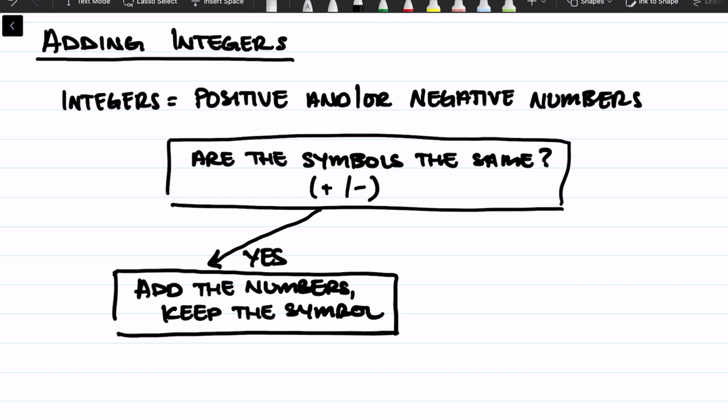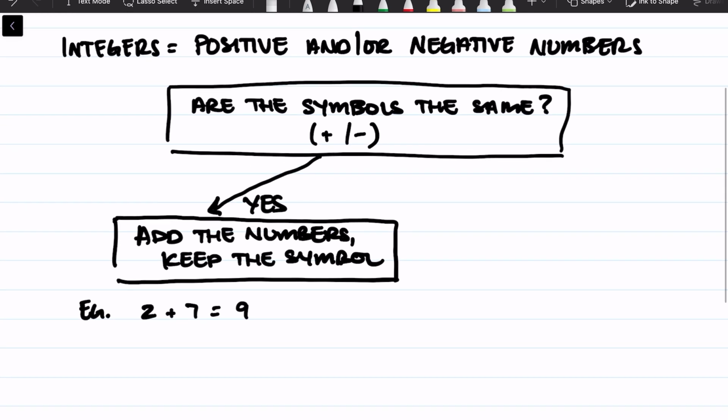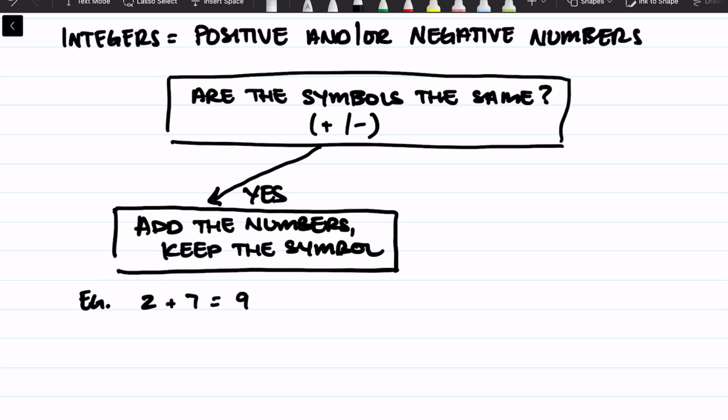Okay, so let's do one quick little example here. So example, if we have a number like +2 plus 7, then we are going to get +9. Now with positives, we don't usually write the positive sign down, but we know that all numbers, if there are no symbols, then they are positive. Now let's look at another example here. Let's say we have -2 plus -7. What does that equal? Well, in this case, we say add the numbers. So I have 2, I have 7, I add them together. Now I have 9, and keep the symbol. So it's -9.